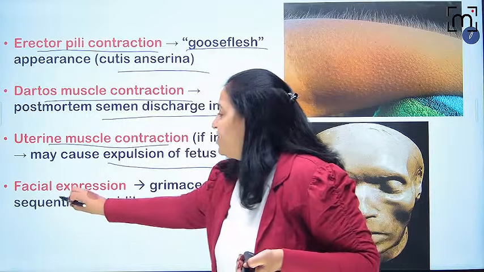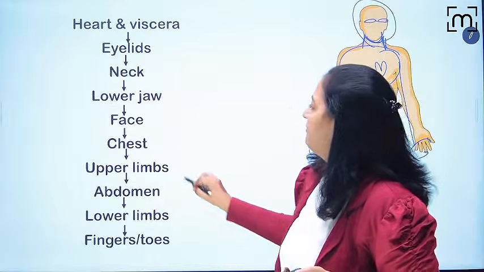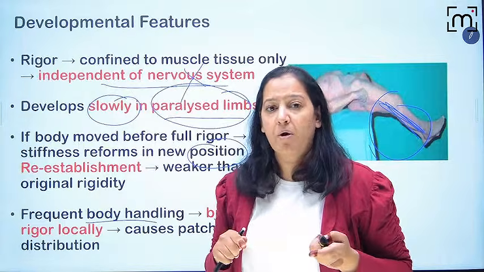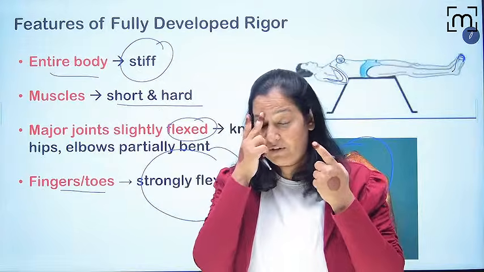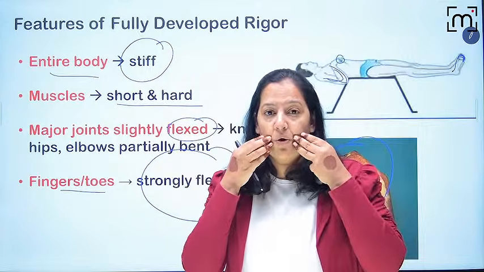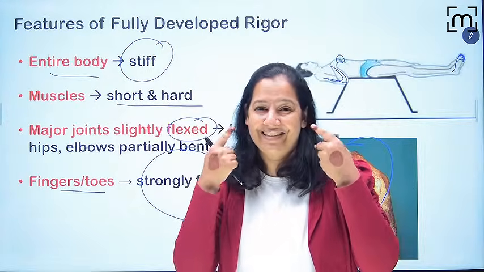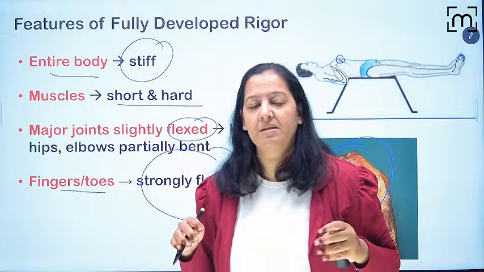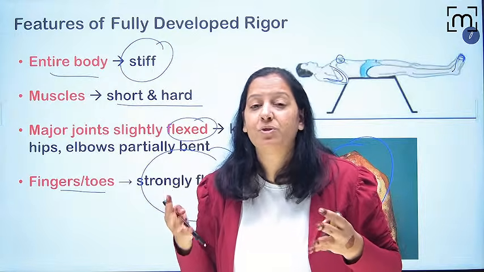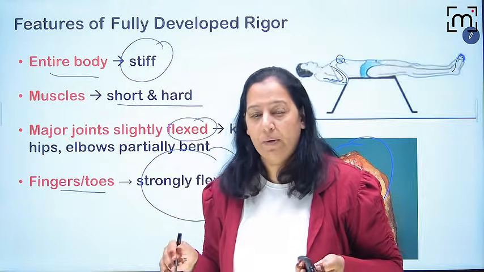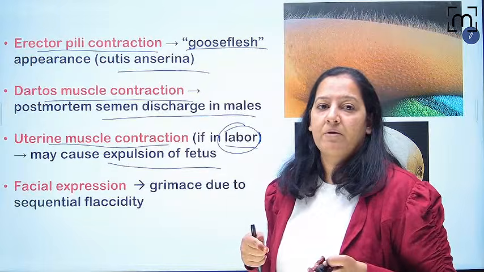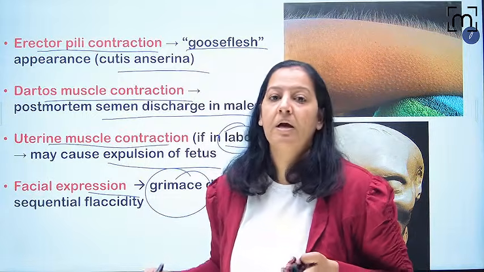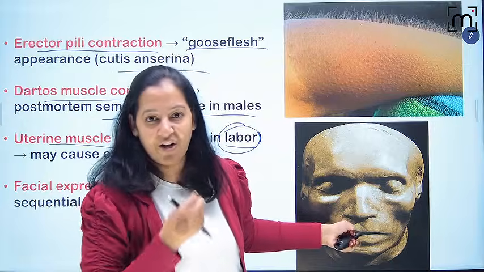Got it? Facial expression, I told you, the face also shows rigor mortis. Which muscles of the face show rigor mortis? We have various muscles on the face. Some muscle contractions cause a smile, some cause exclamation, and some cause a grimace or sad look. So which muscles contract in rigor mortis? The muscles which contract give a grimace face. So dead bodies look upset, they are not happy.